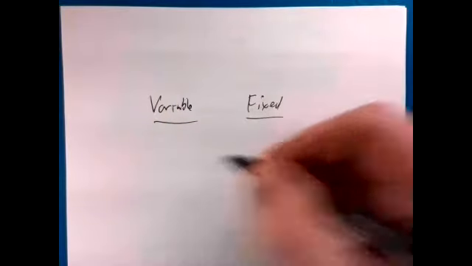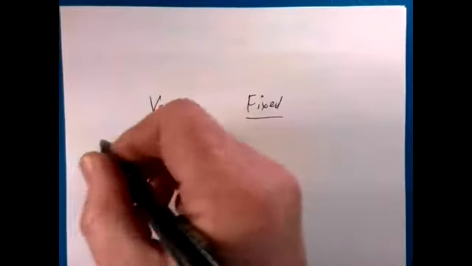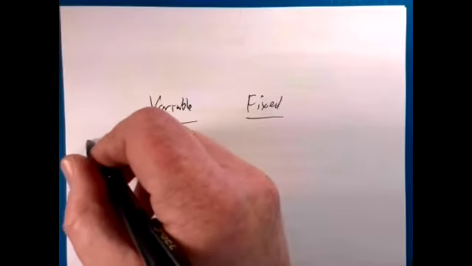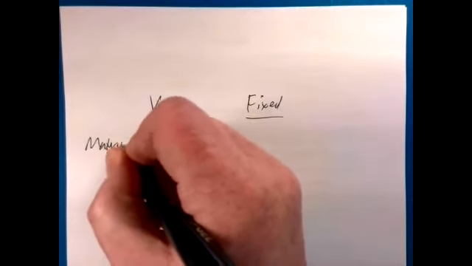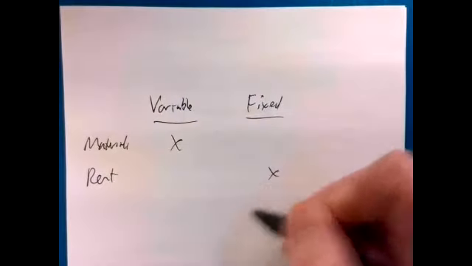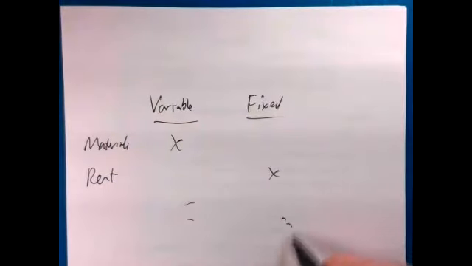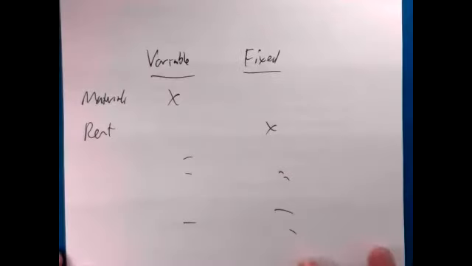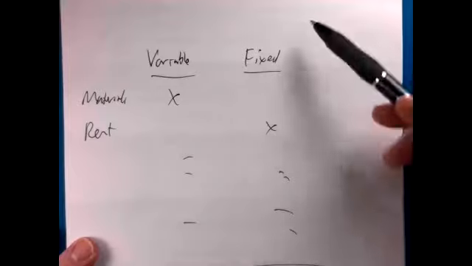Variable and things that are fixed. So for instance, they would say materials, whatever they are, variable. Rent is fixed, and so forth, so on, so on, so on. And you literally get into hundreds, if not thousands, of these things. A couple problems with it.